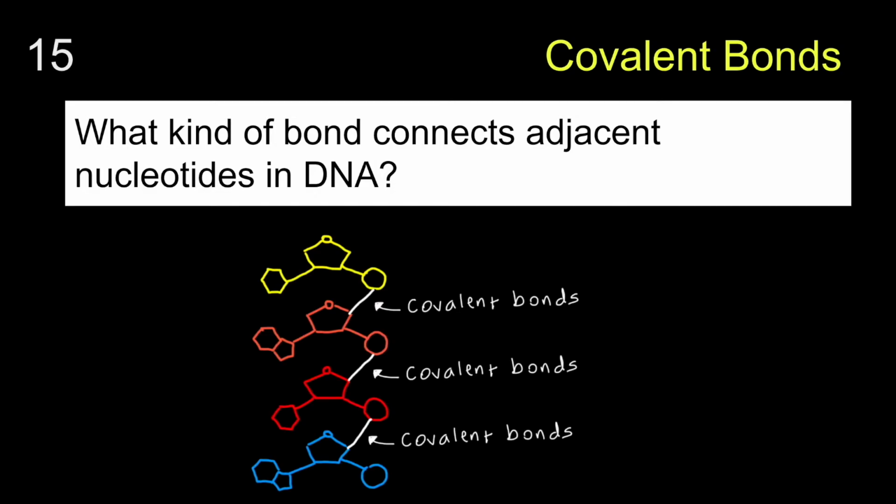Question 15. What kind of bond connects adjacent nucleotides in DNA? The answer is covalent bonds. Remember, DNA is made up of building blocks, and these building blocks are nucleotides, and each nucleotide is made up of a phosphate backbone, a 5-carbon sugar, and a nitrogenous base. Well, each one of those building blocks is connected to the next one through a covalent bond.